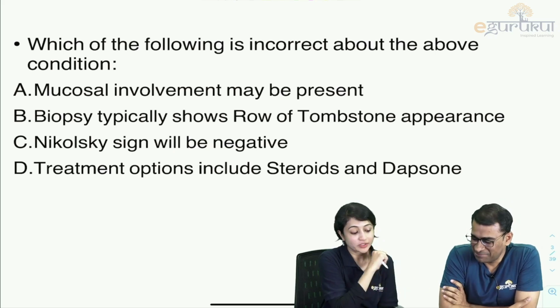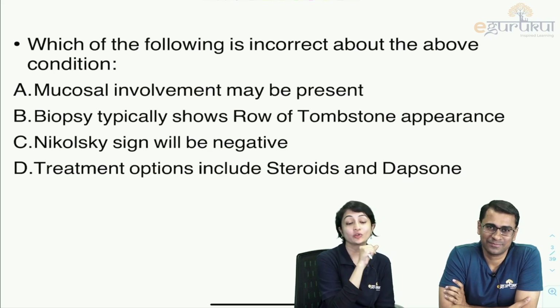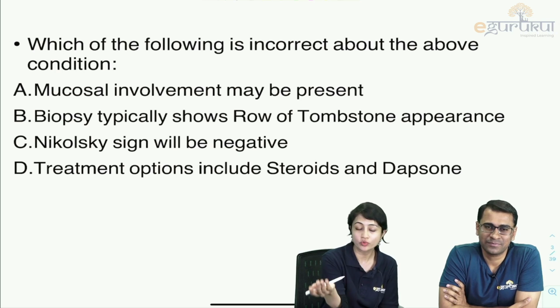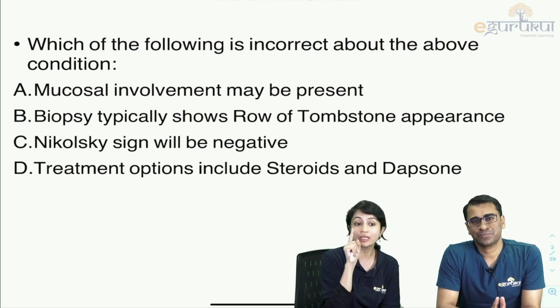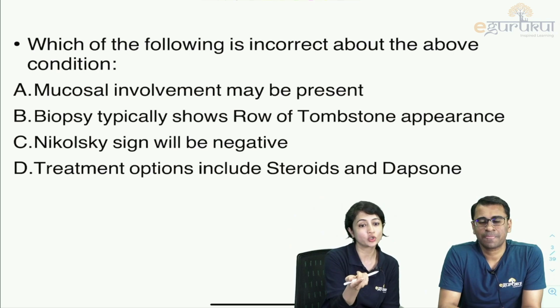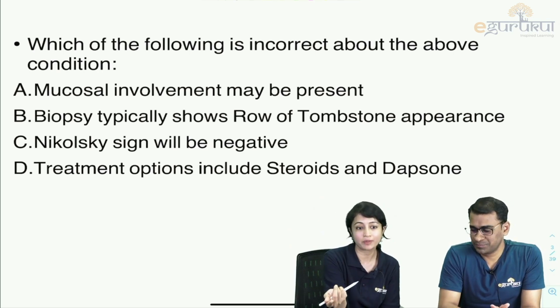Next option. Biopsy typically shows row of tombstone appearance. I think Dr. Praveen very elaborately and very clearly explained to you what the row of tombstone appearance is. And now you know that this involves the basal cell layer, not the basement membrane zone. This is involving the basal layer of the epidermis, which are separated, which appear as tombstones. And so this is seen in Pemphigus vulgaris or intraepidermal disorders and not in bullous pemphigoid. So this is not the correct answer.